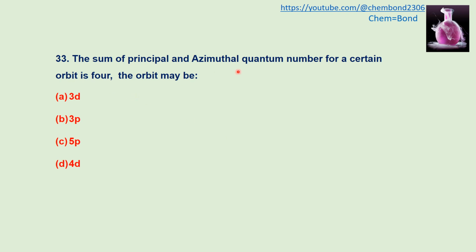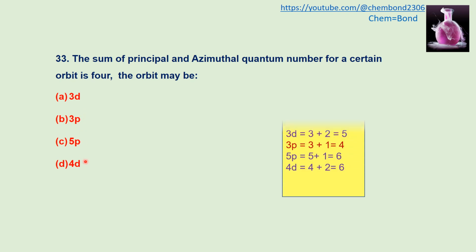The sum of the principal and azimuthal quantum numbers for a certain orbit is 4. The orbit may be 3d, 3p, 5p or 4d. For 3d, 3 is the principal quantum number and d has azimuthal value 2, so we get 5. For p, the azimuthal value is 1, so 3p gives 4. For 5p we get 6, and for 4d we get 6. So the value 4 belongs to the 3p orbit, and 3p is the correct answer.